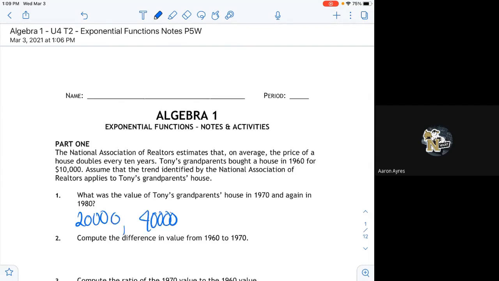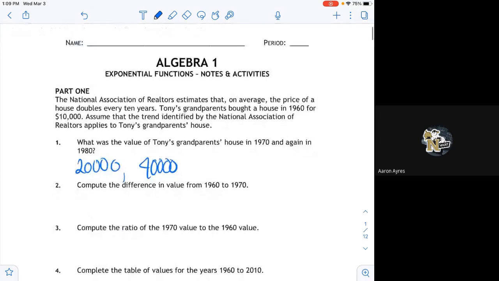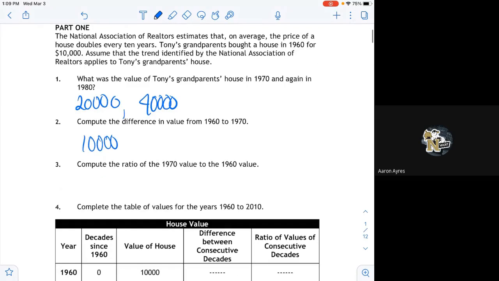Okay. So what's happening here? What would it be in 1990? 80,000. Okay. So what's the difference between 1960 and 1970? Well, 20,000 minus 10,000 is 10,000, right? Okay. And what's the ratio? 20,000 over 10,000 reduces to what ratio, kids? 2 over 1. Am I going too fast? Okay, this is just some basic math at the beginning.